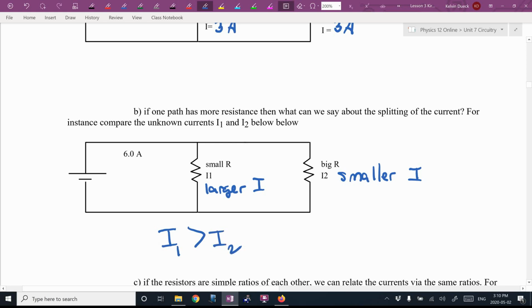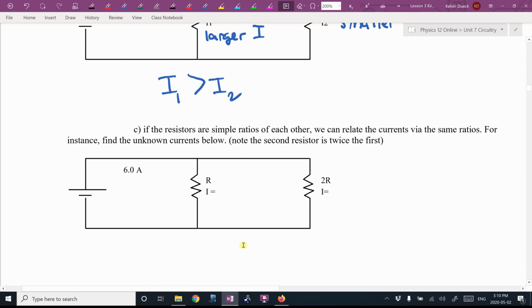And in fact, it will work as multiples of each other. So for example, if this resistor is R and this resistor is 2R, this current will be twice as big as this current. How can you divide 6 amps up so that this current is twice as big as this current? It's going to have to be 4 amps and 2 amps.